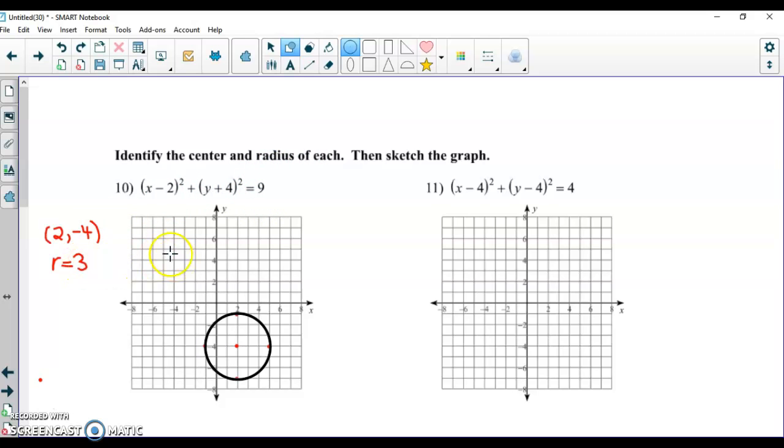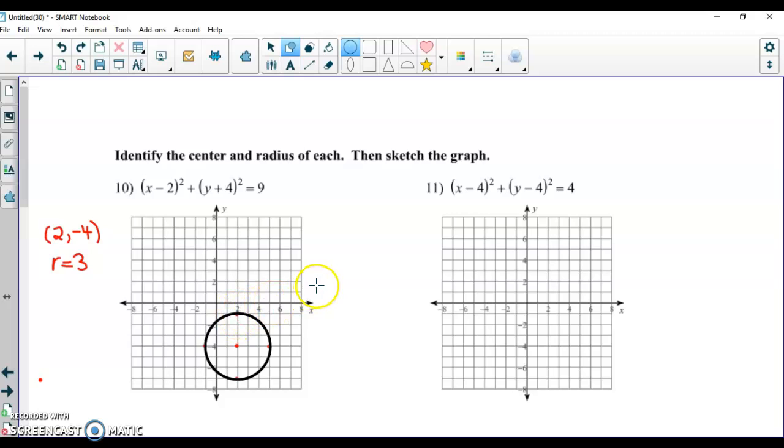We wrote that down. We plotted our center. It's right there. And then we used our radius to find 4 more points. So the radius was 3. We went 3 up, 3 right, 3 down, and 3 left. Those are our 4 points, and we connected them using a circle.